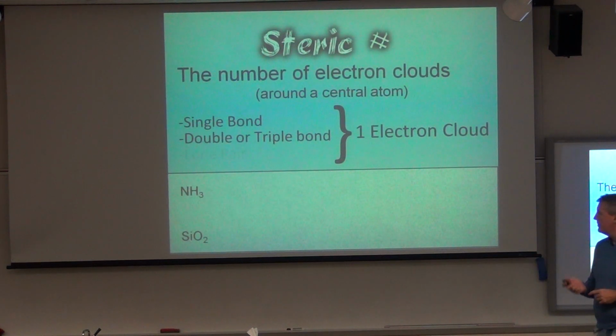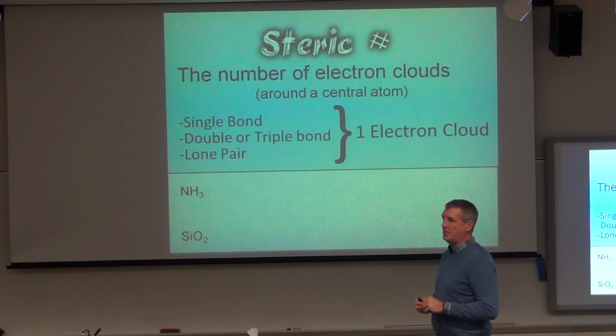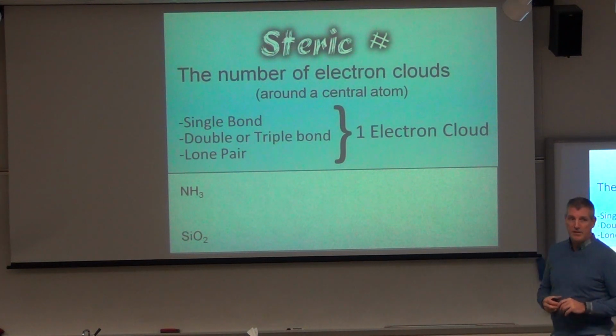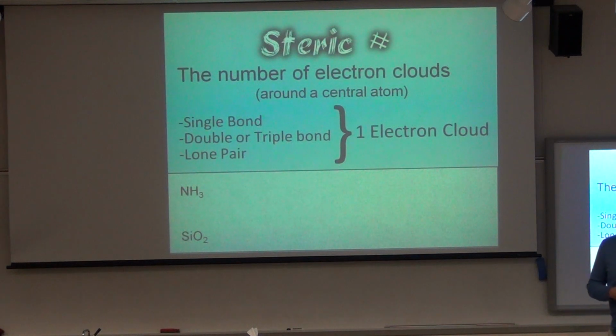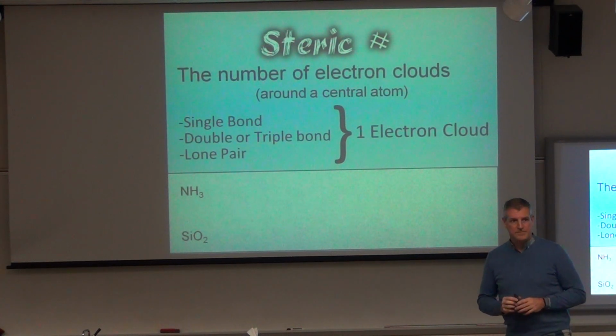And the other way we can get an electron cloud is just from a lone pair. That would be a lone pair, again, that's around the central atom. We don't care about lone pairs on the outskirts of our molecule.